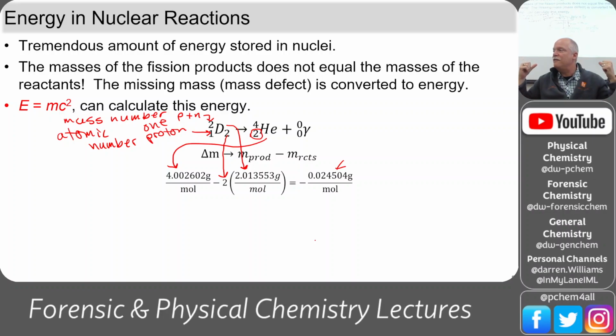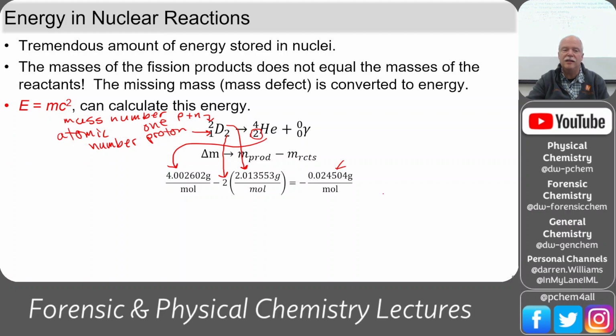They called it a mass defect. They detected this, and they didn't understand where this missing mass was going. So they called it a mass defect. Then when Einstein came along, we realized, oh, that missing mass was turned into energy. So this is the missing mass.